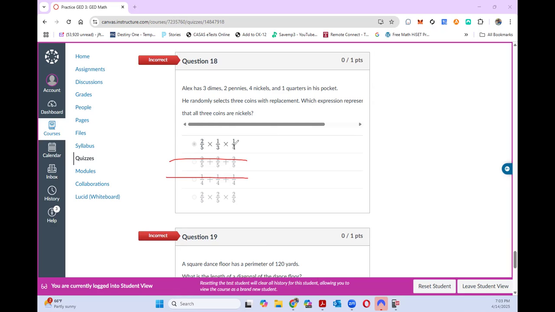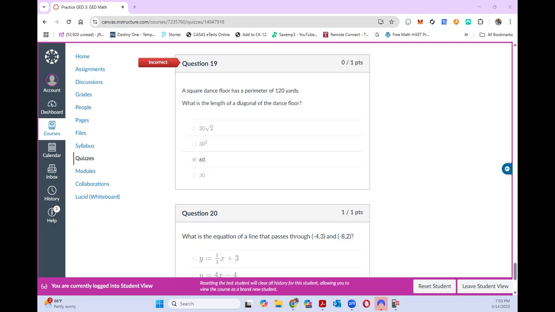So once you find that the probability of selecting a nickel is 2/5, the second nickel is 2/5, the third nickel is 2/5. Why? Because you're putting the nickel back. Once you pick it, you're putting it back in there, and it's still 2/5. Got me? Yes, I got you.